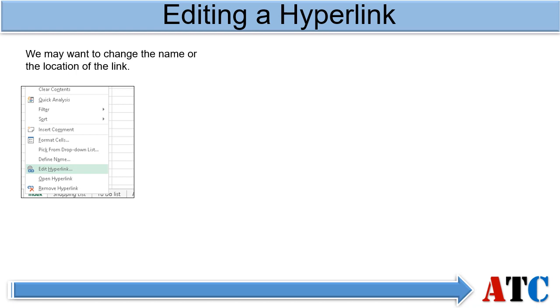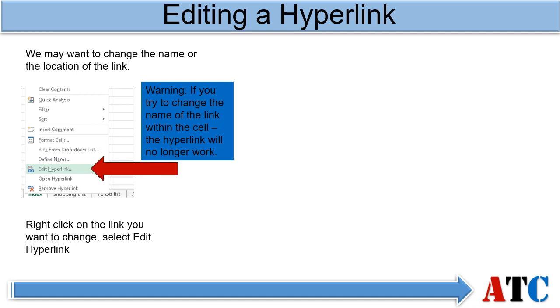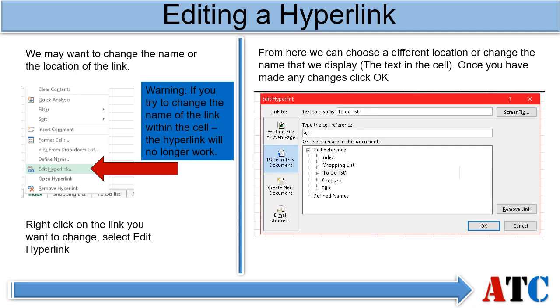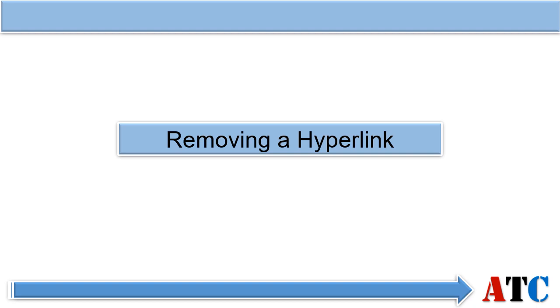At some point, you may want to change the name or the location of the link. Please note that if you try to change the name within the cell, the hyperlink will no longer work. Right-click on the link and click on Edit Hyperlink. From here, we can choose a different location or change the name that we display. Once you have made any changes, click OK. And don't forget to test the link.